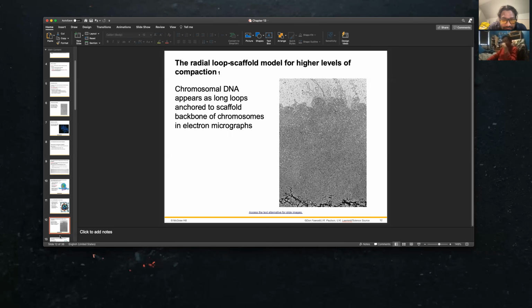Anyway, long loops anchored to the scaffold backbone of chromosomes. So that's why you see a radial pattern, like a circular pattern. Like it's swirling.